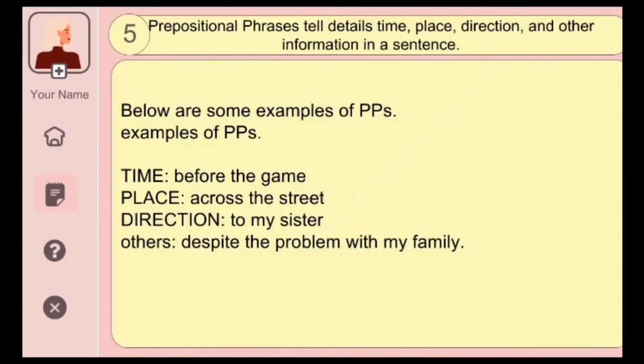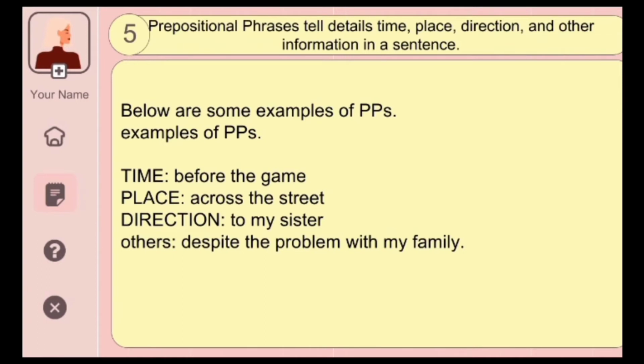Prepositional phrases tell details, time, place, direction, and other information in a sentence. Below are several examples of prepositional phrases. Let's start with a prepositional phrase when it comes to time. The first example, before the game. As you can see, our preposition there is before, determiner the, and our noun is game.